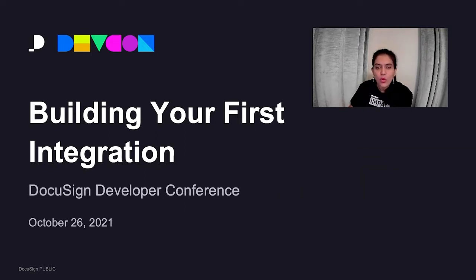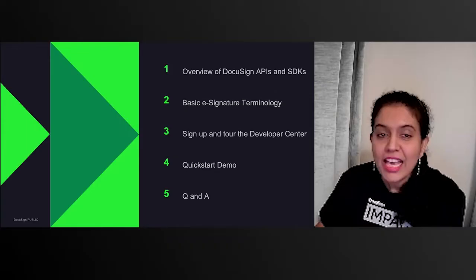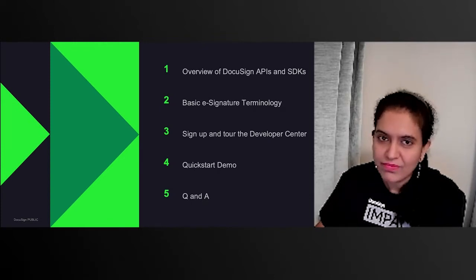In this session, we will go over all the fundamentals required to build your first integration. Let's take a look at the agenda. First, I'll give you an overview of the DocuSign APIs and SDKs. Next, we'll get you familiarized with key eSignature terminology. After that, we'll sign up and take a quick tour of the Developer Center, followed by a demo of the Quick Start. And finally, we'll open it up for Q&A.